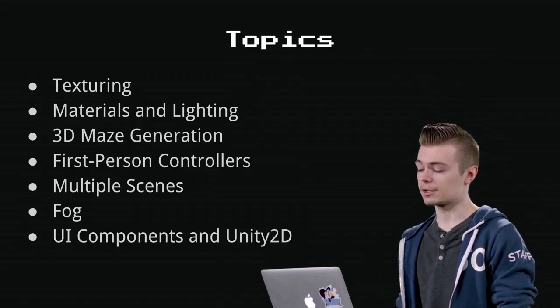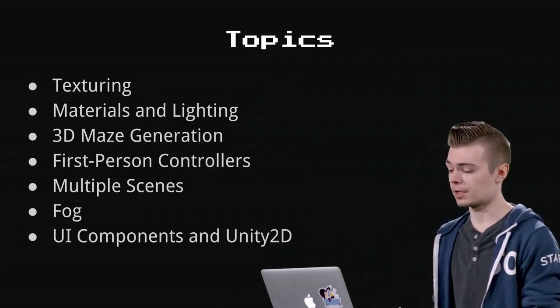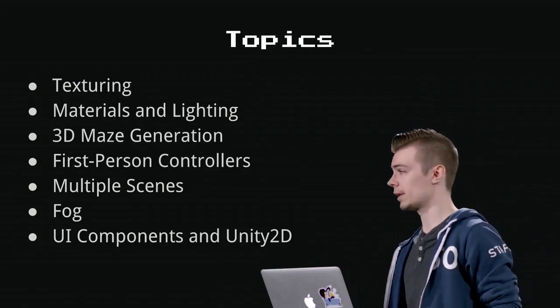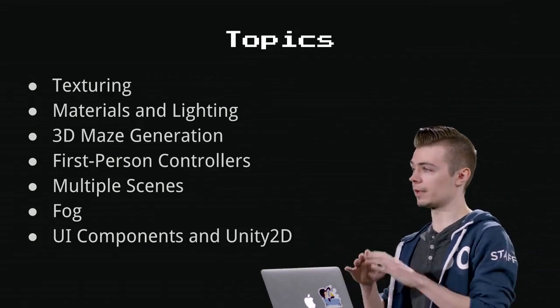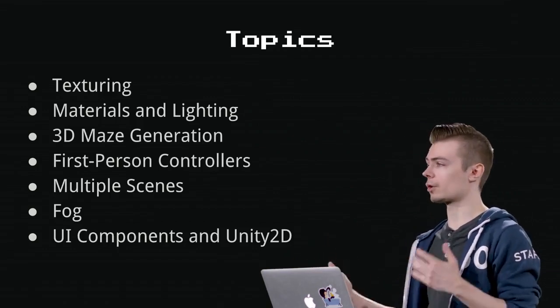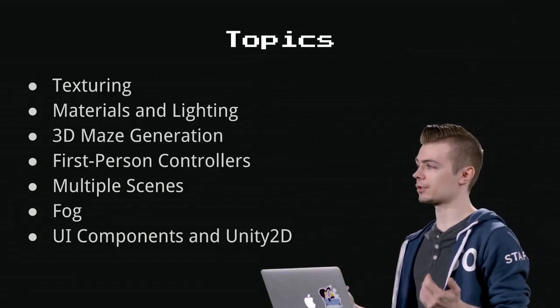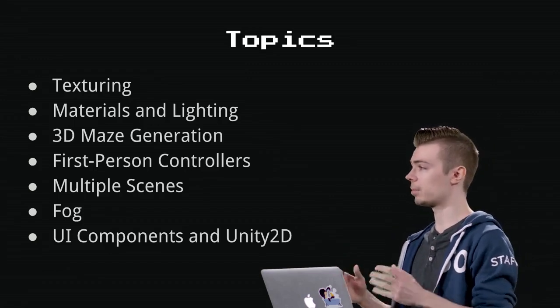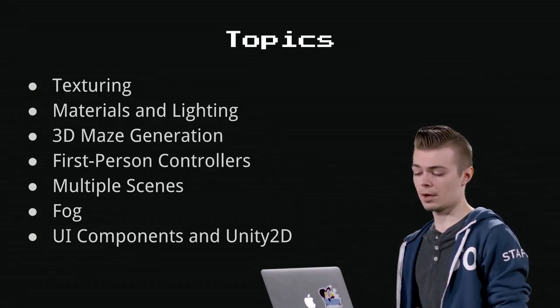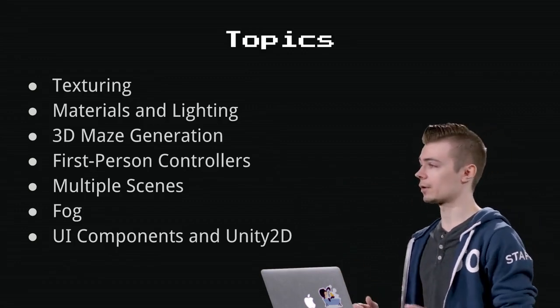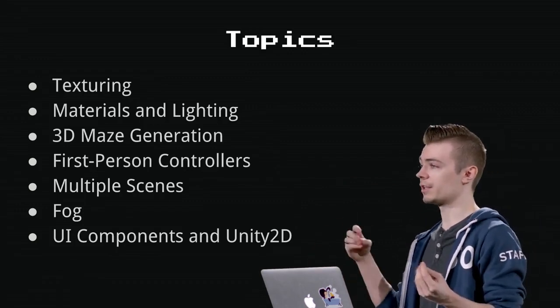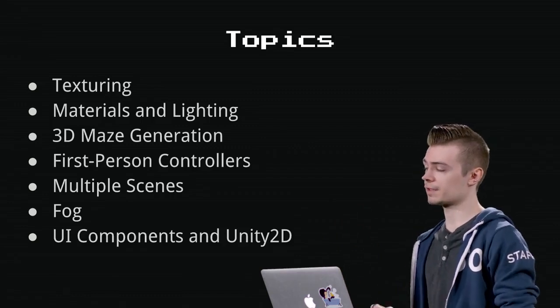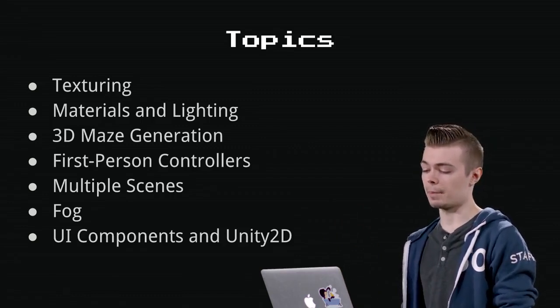Some of the topics we'll be covering today: texturing. Recall last week, the helicopter and all of the items in our game were just flat colors. They didn't have any textures associated with them. We'll talk about how to assign textures to materials and how to apply those materials to objects in our scene. We'll also talk about materials and lighting, including the different kinds of lights that Unity supports, and a few details about those.